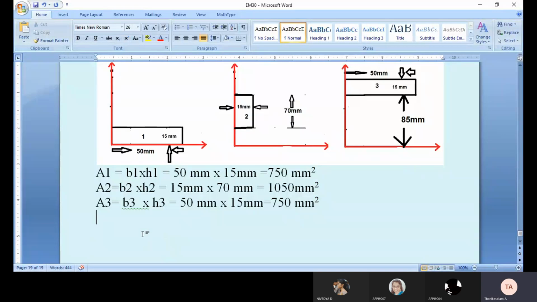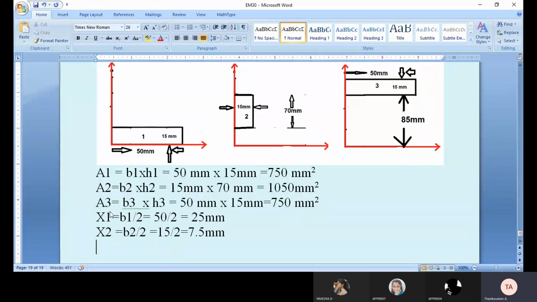So now I am writing x1. See the diagram. x1 equal to b1 divided by 2. It's touching directly. 50 divided by 2 equal to 25 mm. Understand? What is x2? The second diagram is directly touching the y-axis. Therefore, p2 divided by 2, 15 mm divided by 2, 7.5 mm.